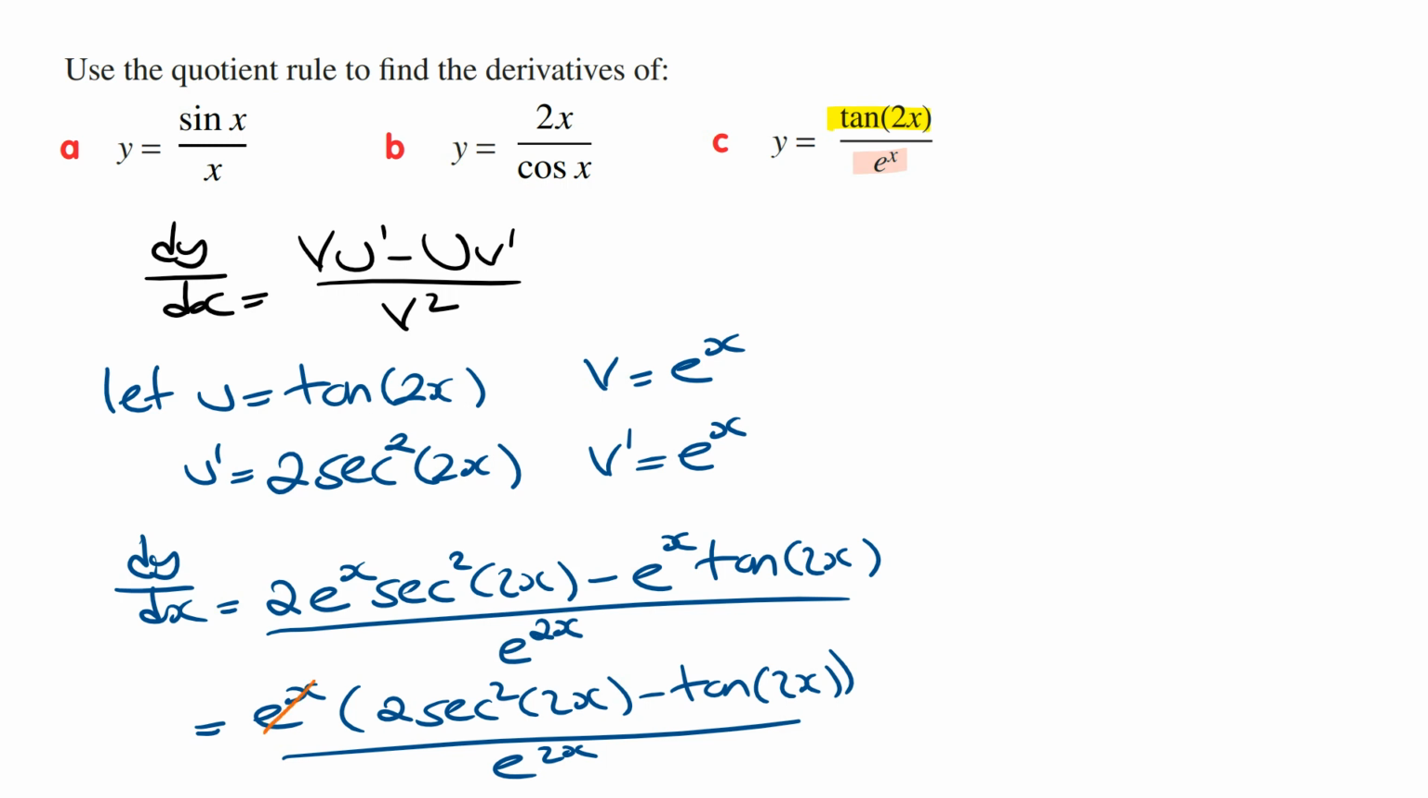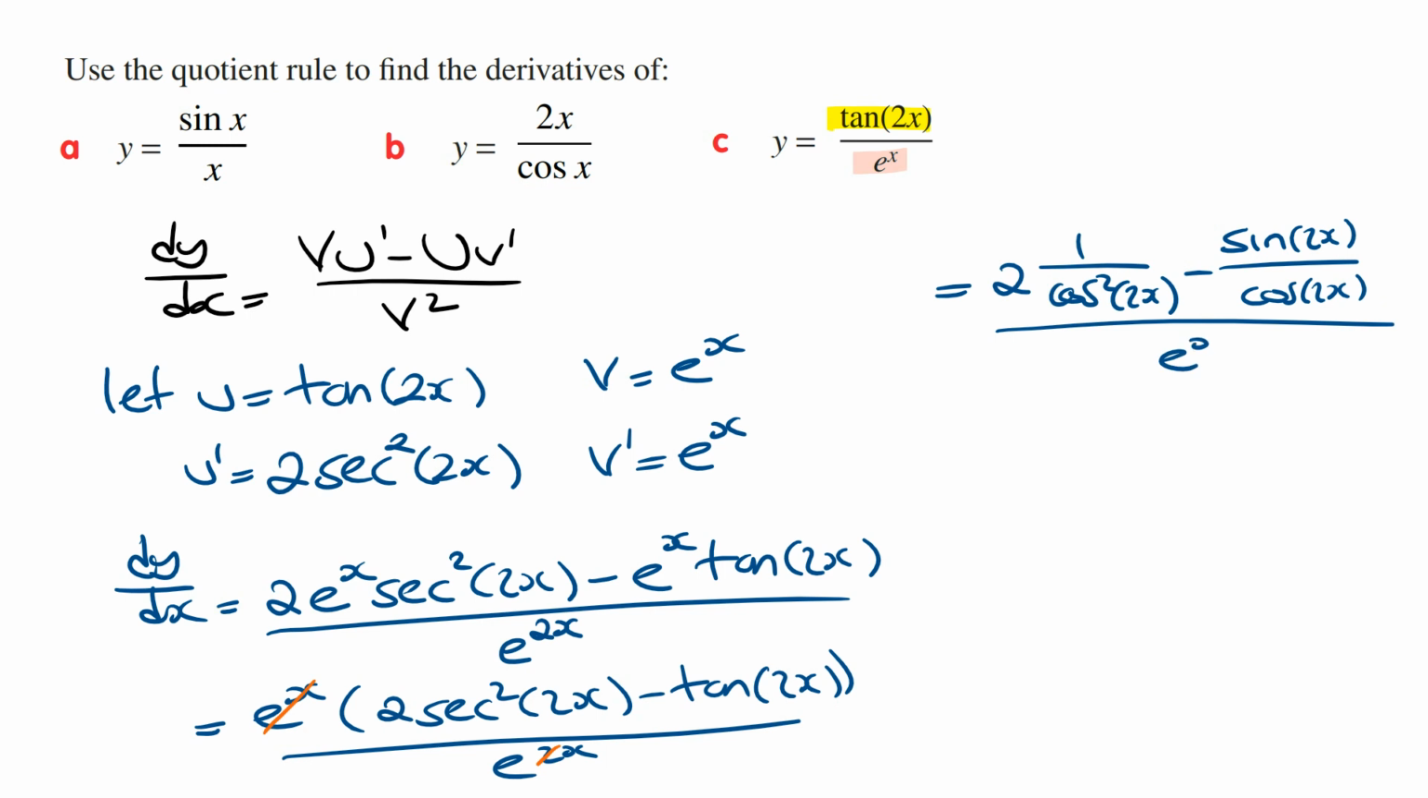The e to the x will cancel out, and this will just be e to the x on the denominator. And generally, when you have a sec squared function and a tan function together, what you need to do is simplify it to its basic form using sine and cosine. We know that sec squared x is the same as 1 on cos squared x, and so we can write this as 2 times 1 on cos squared of 2x, and then minus, and we know that tan is equal to sine over cos, and so this is going to be sine of 2x over cos of 2x, all over e to the x.